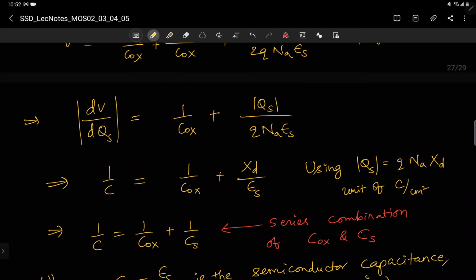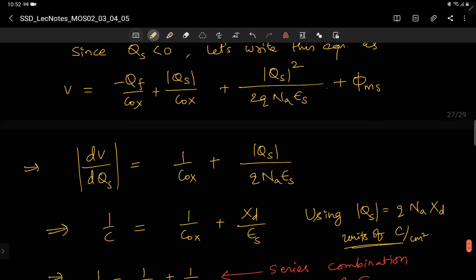Because whatever area you take, from the beginning we have been doing that. What is the definition of COX? We have defined it as epsilon ox by TOX. What about area? We didn't say area, right? We have not multiplied by area. Normally epsilon A by D gives you capacitance. So epsilon ox by TOX will be in farad per centimeter square units, isn't it? Yes, sir.